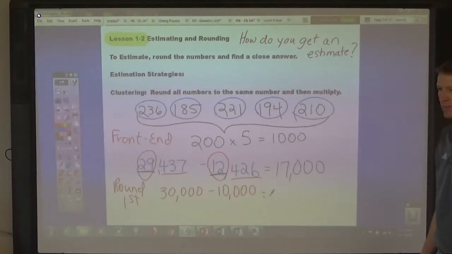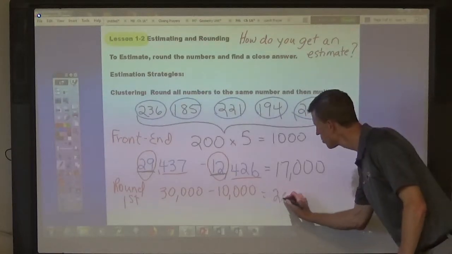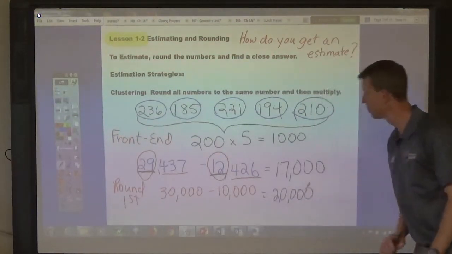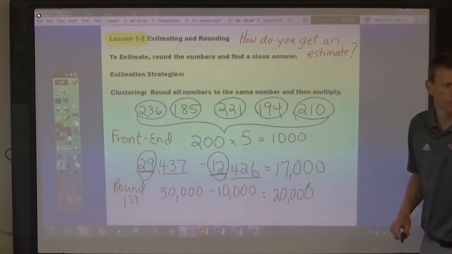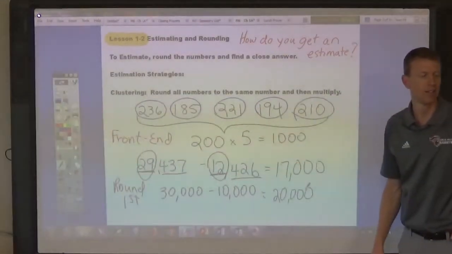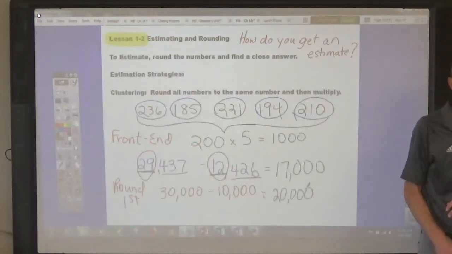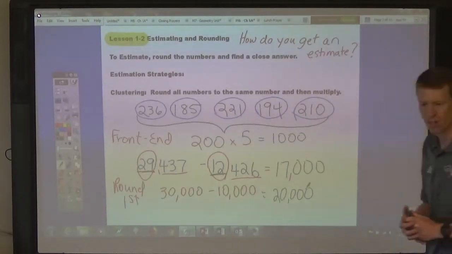And if we rounded, we get what? Colton? 20,000. Which one is a closer estimate to the actual answer? Rachel? First. Yeah. And which strategy did we use in the first one? Front-end estimation. Yep. So front-end estimation generally will give you a closer estimate.